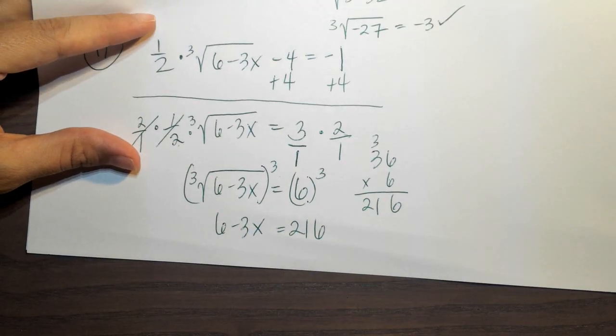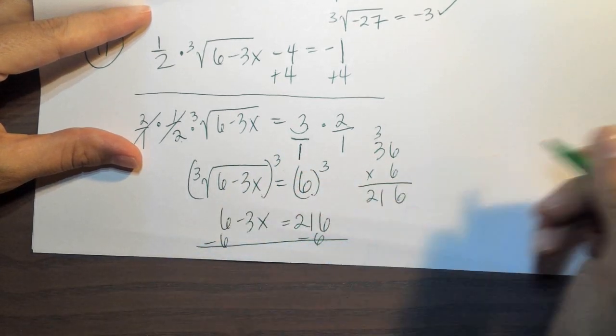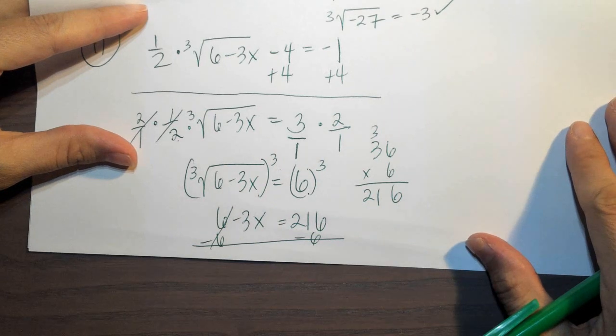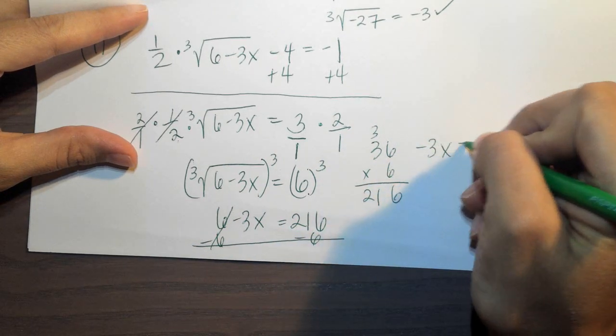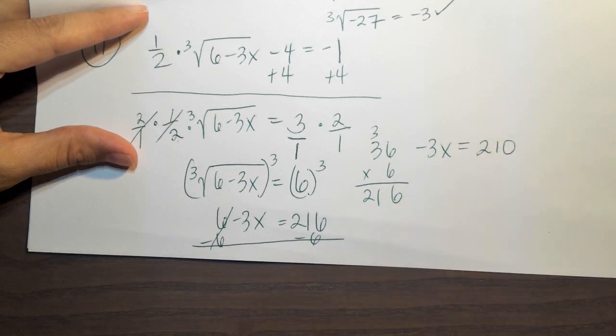And now it's simple algebra. I'm going to solve for x. So this cancels. So I get negative 3x equals 216 minus 6 gives me 210.